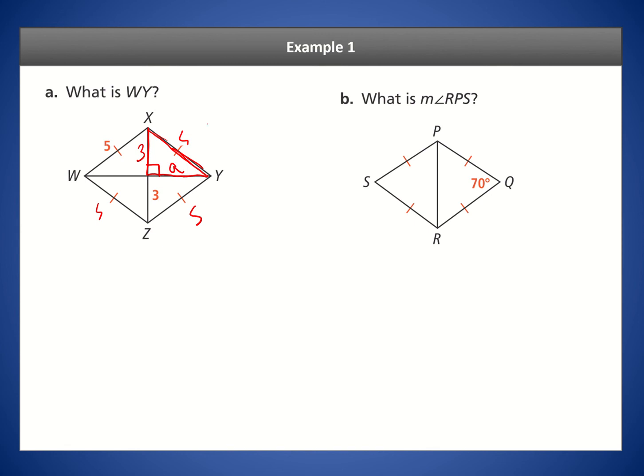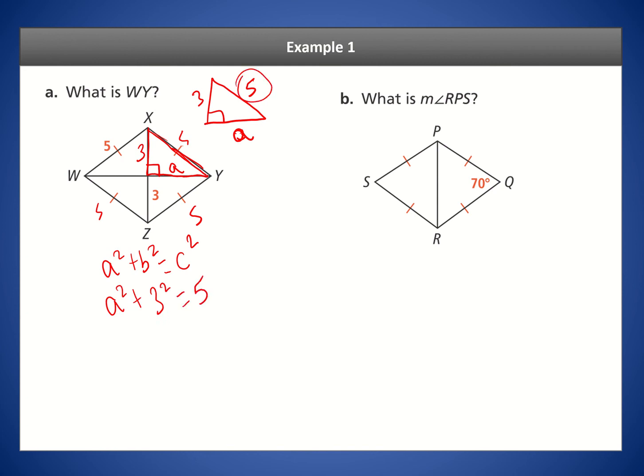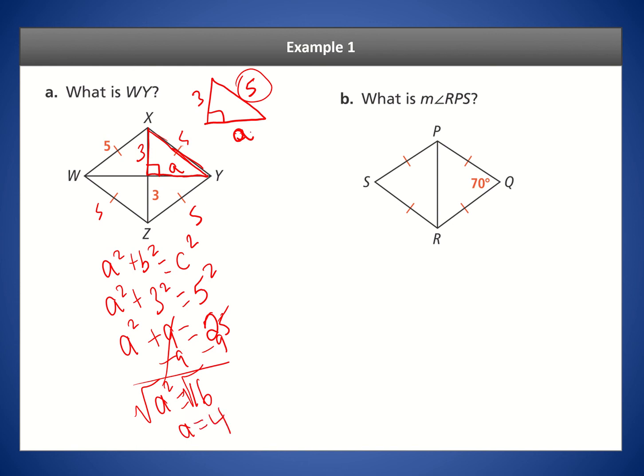Using this right triangle, I'll redraw it here just for emphasis, so we can focus on it. We can use the Pythagorean theorem to solve this right triangle for the missing side a. Remember, a squared plus b squared equals c squared. So we have a squared plus 3 squared is equal to the longest side of the right triangle, 5 squared. So we have a squared plus 9 equals 25. Then we can subtract 9 on both sides, so we have a squared equals 16. Take the square root of both sides. The square root of 16 is 4. So we know that this missing side is 4.